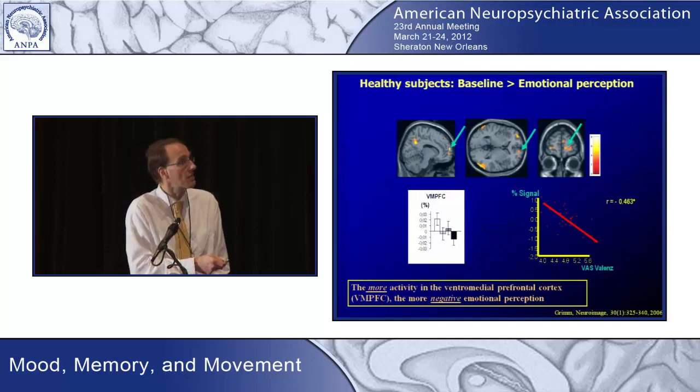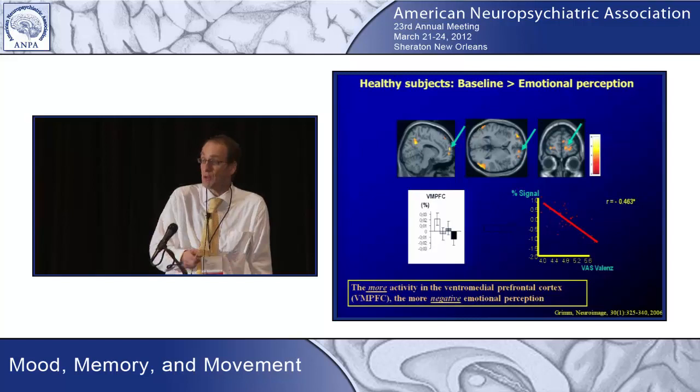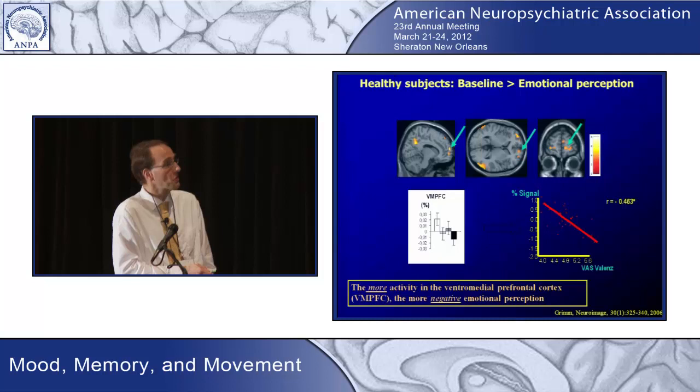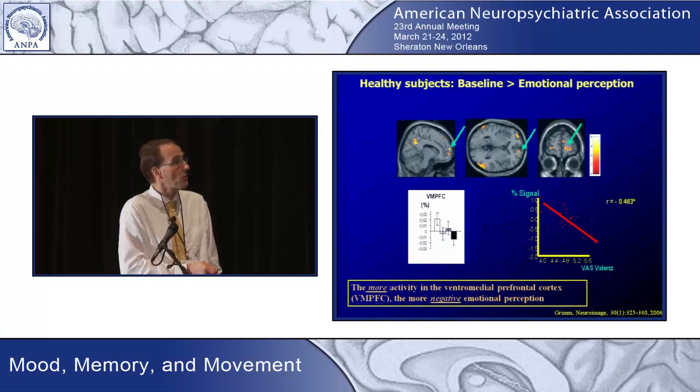For somebody who's experienced in imaging, what you get is no surprise. You see a lot of cortical midline regions. Throughout my talk, you will hear a lot about cortical midline structures, as we coined them. Here you see the ventral medial prefrontal cortex, and you see the posterior cingulate cortex and precuneus. This is very typical when you compare. These are the regions which show higher activity during the baseline.